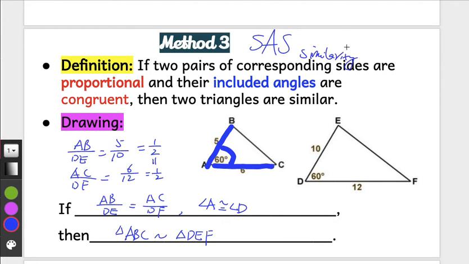Again, as you can see, the name is actually the same as the other method, which is called SAS in congruence, but this time the sides are proportional, which means they have the same ratio. So this one is called SAS. Do not forget to put similarity, which demonstrates this is a similarity situation here.